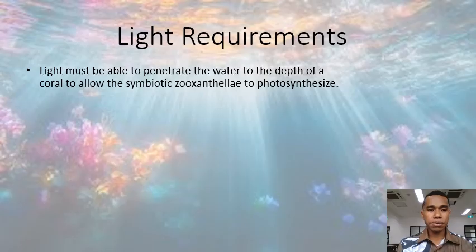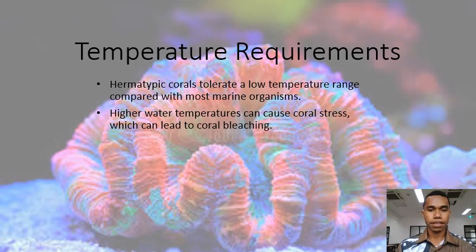Moving on is the light requirements. As I've already mentioned, they need light for photosynthesis. Light must be able to penetrate the water to the depth of a coral to allow the symbiotic zooxanthellae to photosynthesize. There are also temperature requirements. Hard corals tolerate a low temperature range compared with most marine organisms. High water temperatures can cause coral stress, which can lead to coral bleaching.